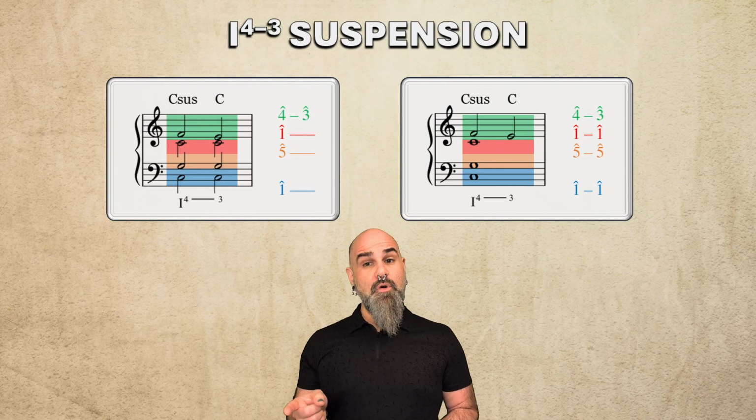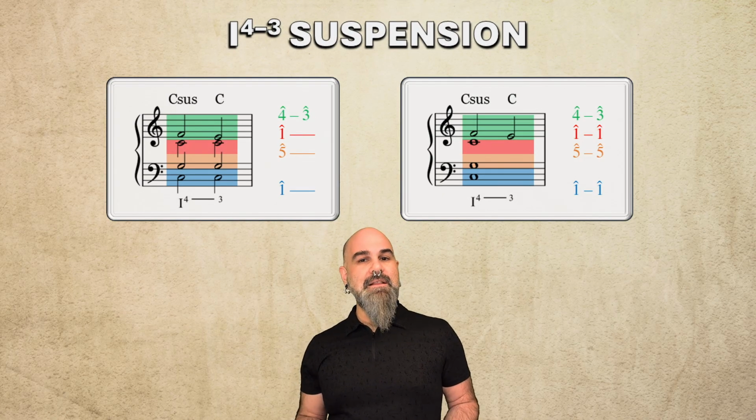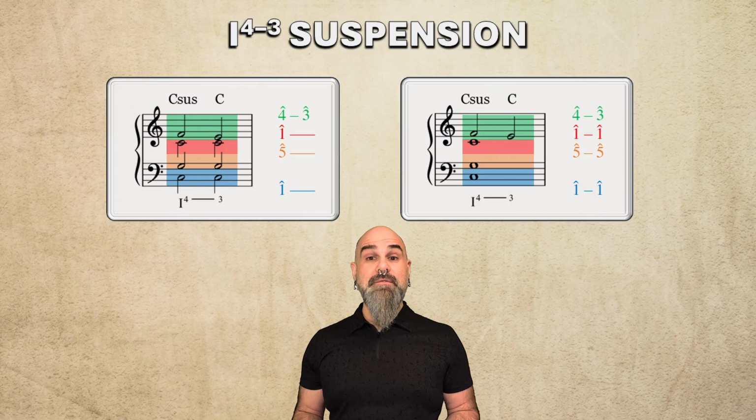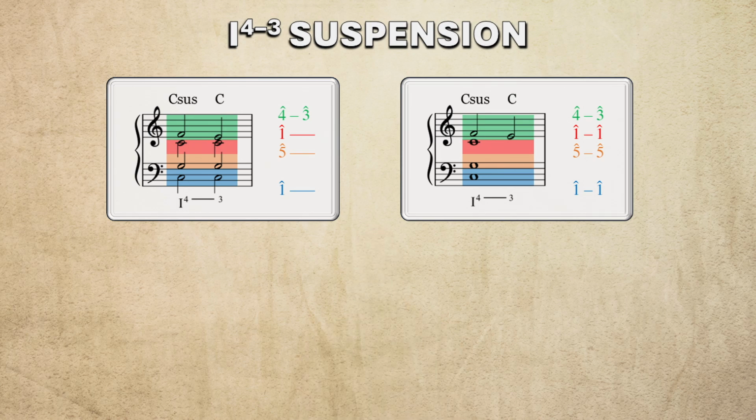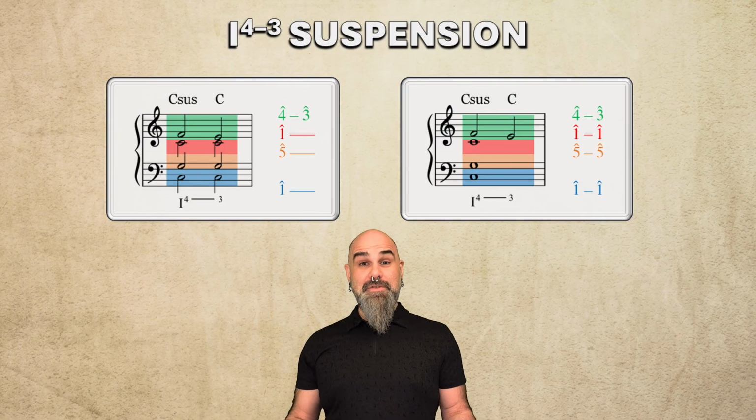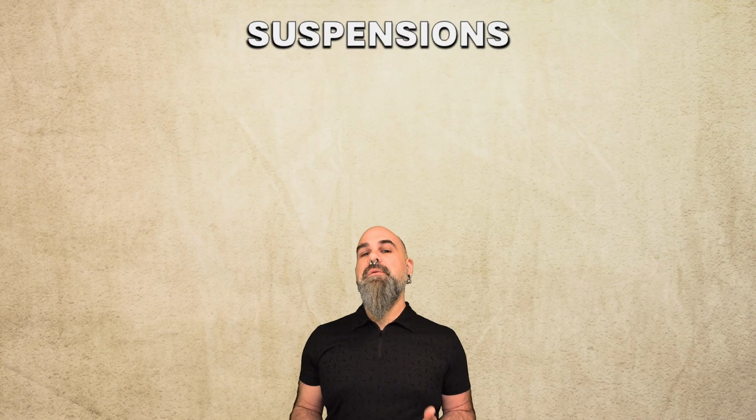And for a 1-4-3 suspension, it will work exactly the same way using the tonic chord of C major. Two roots, 1/5, and one voice executing the 4-3 suspension, this time on scale degrees 4 to 3. Okay, now that we've zoomed in on the suspension itself, let's look at the bigger picture.